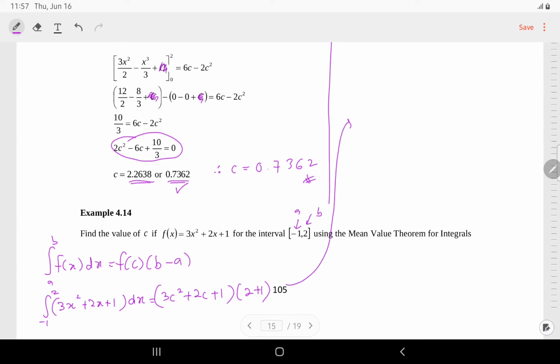Okay, so kita sambung kat sini. Right side kita kena integrate, so 3x kuasa 3 per 3 tambah 2x kuasa 2 per 2 tambah x. Okay, kita masukkan negatif 1 hingga 2. Ini equals, okay, 2 plus 1 is 3, so 3 kita darab dengan sebelah sini akan dapat 9C kuasa 2 tambah 6C tambah 3. Okay, so right side ni kita masukkan 3, 2 kuasa 3 per 3 tambah 2, 2 kuasa 2 per 2 tambah 2, and then tolak, masukkan negatif 1 pula.